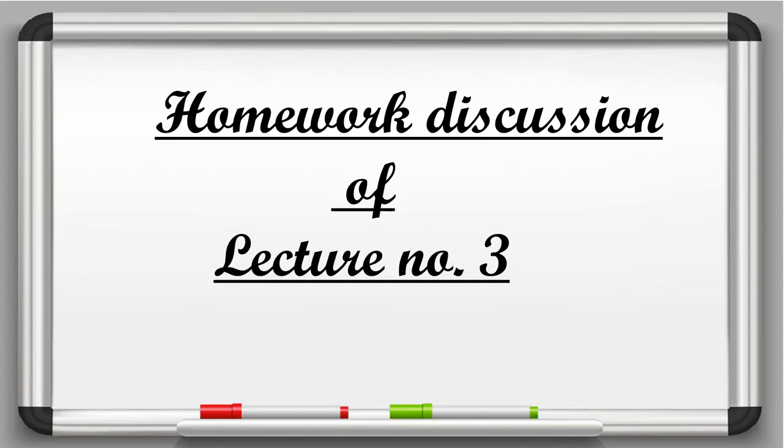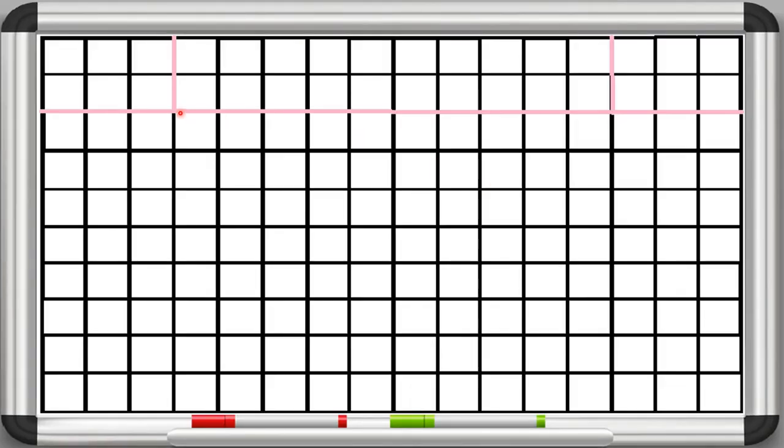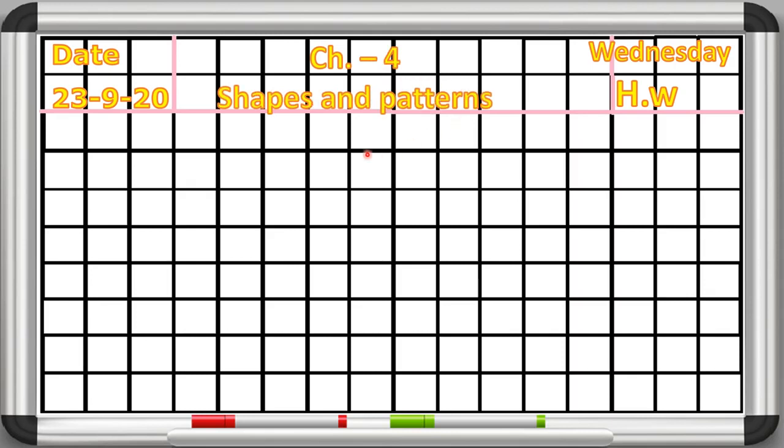So let's discuss. Here is the notebook page. Here you have to write the date 23/9/2020, because it was the homework of 23. Then here the day, Wednesday, and HW. In between you have to write chapter number 4, shapes and patterns. Now here we have to make the cuboid shape. So again I am telling you how you have to draw the cuboid shape in the notebook page.